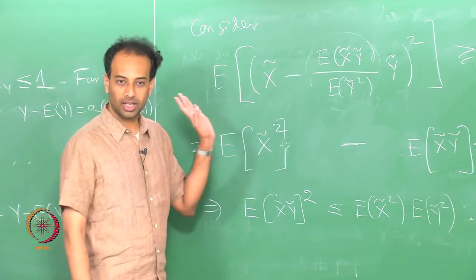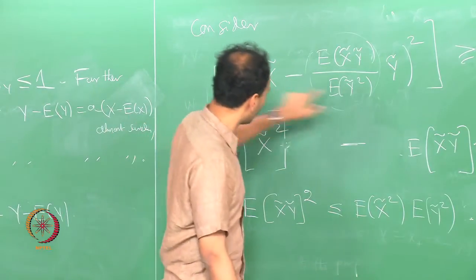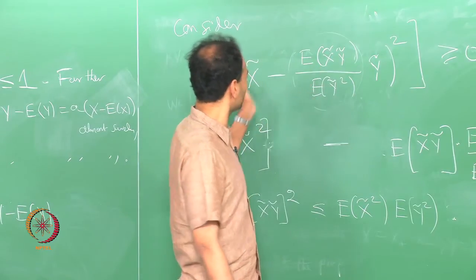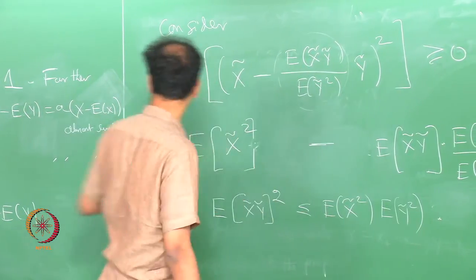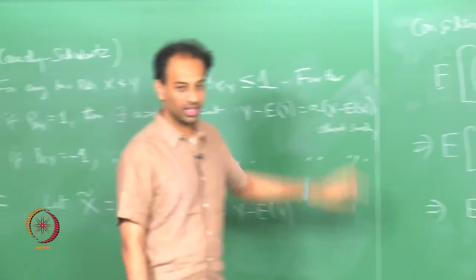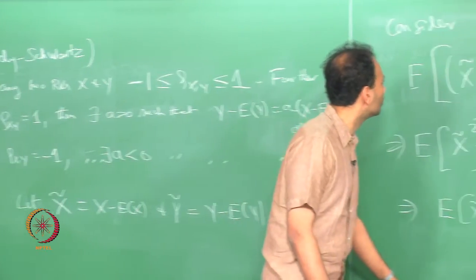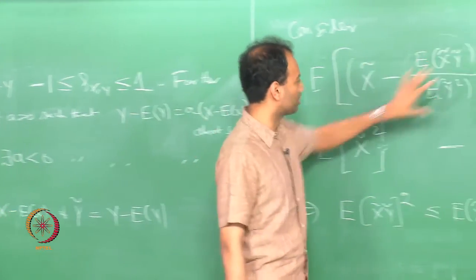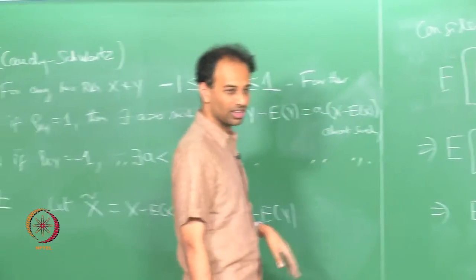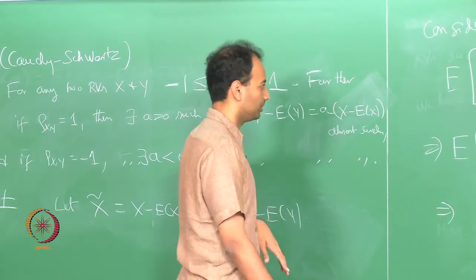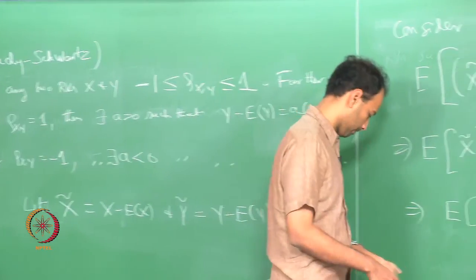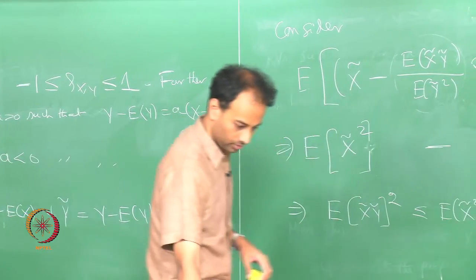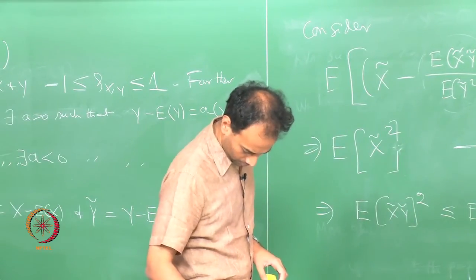Is that clear, the second part of the theorem? So, essentially we are saying that this random variable inside this square must be 0 almost surely. So, almost surely x tilde must be a constant times y tilde, end of story, which is what we wanted to prove, right. Or maybe I will have it the other way, right. I will have x tilde equal to a constant times y tilde, which is the same as saying y tilde is some other constant times x tilde. Okay. Are there any questions?